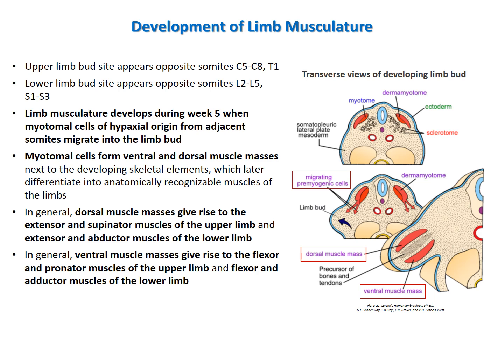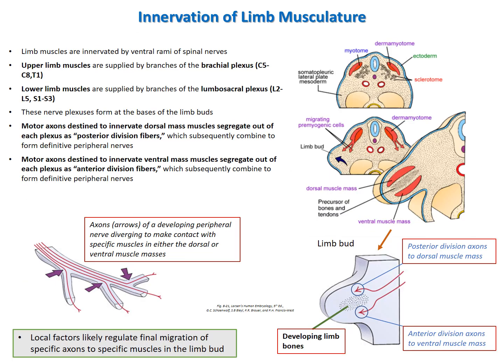In general, dorsal muscle masses give rise to the extensor and supinator muscles of the upper limb, and extensor and abductor muscles of the lower limb. In general, ventral muscle masses give rise to the flexor and pronator muscles of the upper limb, and flexor and adductor muscles of the lower limb. Limb muscles are innervated by ventral rami of spinal nerves.